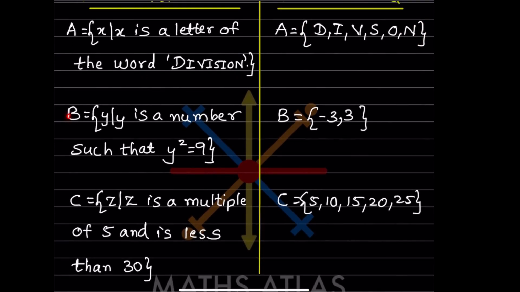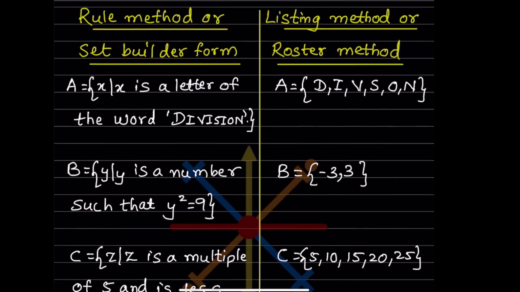Now see here for B, that is y square is 9. Whenever we say y square is 9, y has to be plus or minus 3. So how will you write this? Minus 3 and plus 3, but we don't usually write plus, so minus 3 and 3. So this is the listing method.